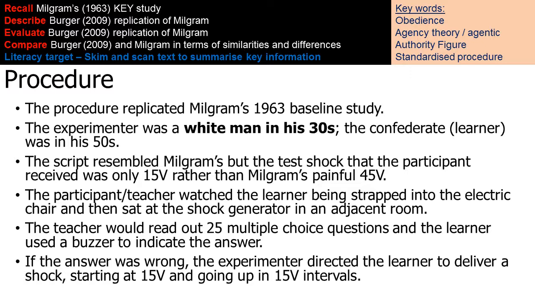Now, the participant, which was the teacher, watched the learner being strapped into the chair exactly the same, and sat in front of the shock generator in the adjacent room. The teacher read out 25 multiple choice questions and the learner used a buzzer to indicate the answer. If they were wrong, the experimenter gave a shock and the shocks went up in 15-volt intervals, the same as Milgram.